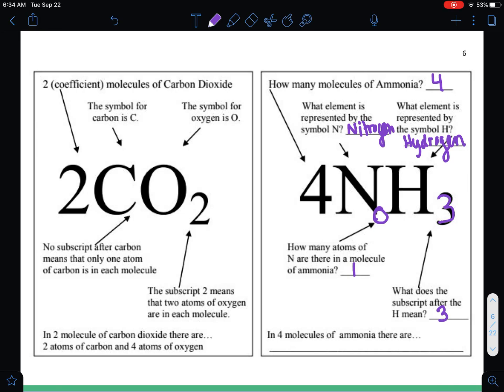All right, now in 4 molecules of ammonia, we're going to do some multiplication. If we have 4 molecules of ammonia and each of those has 1 atom of nitrogen, we have 4 atoms of nitrogen. And we'll do 4 times 3 to get the total number of hydrogens, which is 12.